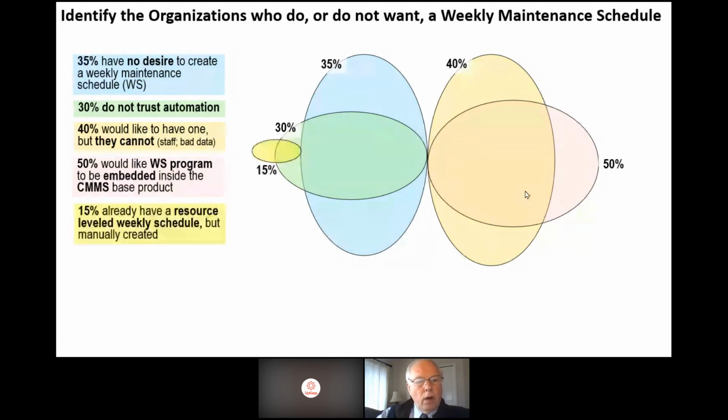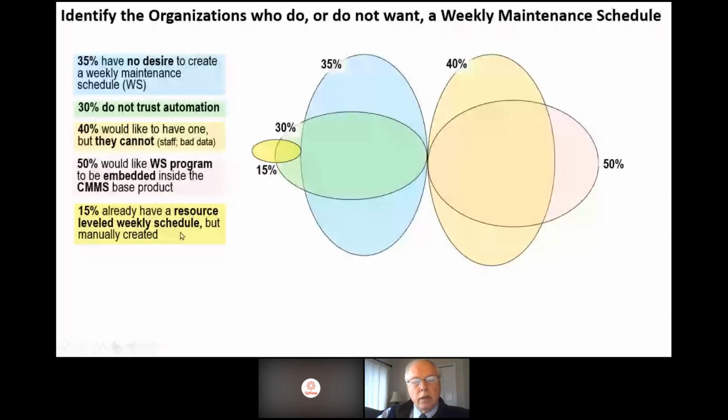15% already have a resource leveled weekly schedule. That's this right here, but it's manually created. I know of organizations where this scheduler will sit with the craft supervisor for 2 to 3, maybe 4 hours, and they will individually select work from the backlog. And that's for one craft. And then that guy leaves, and the scheduler brings in the next craft. And so this goes on for a couple, 3 days in the week, and that's what the scheduler does.